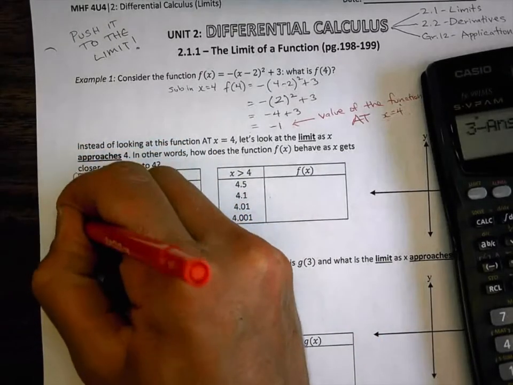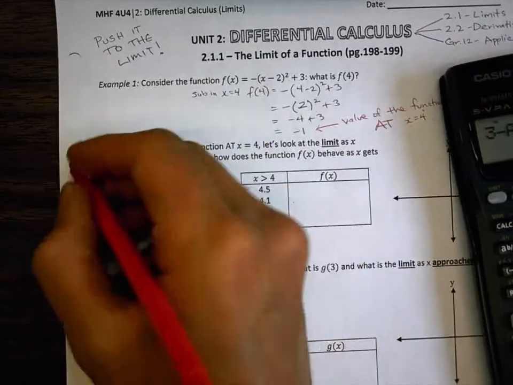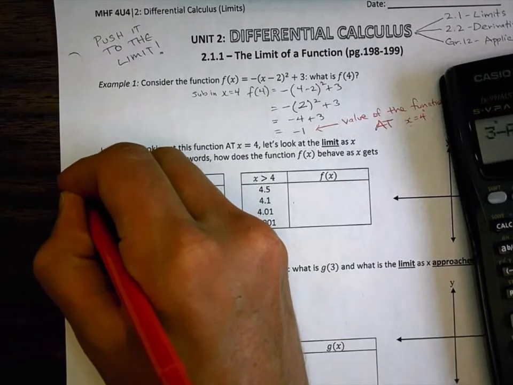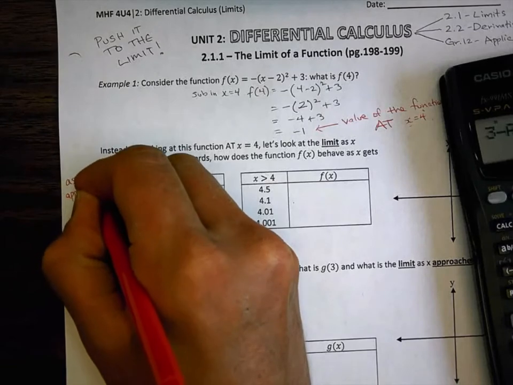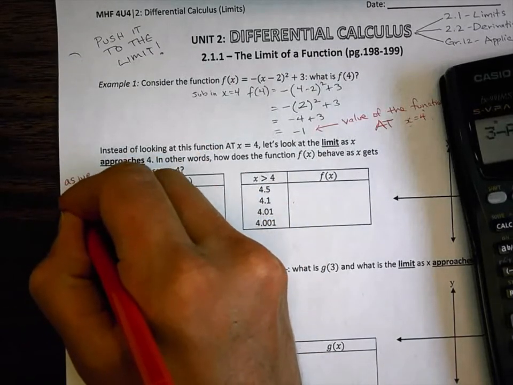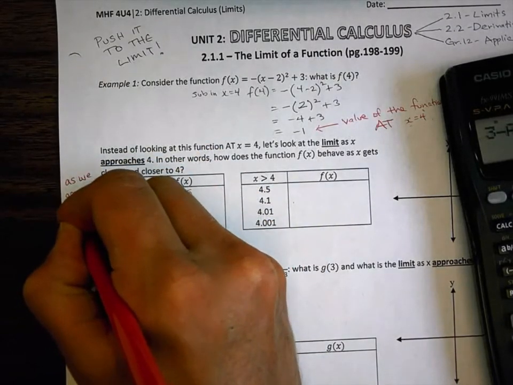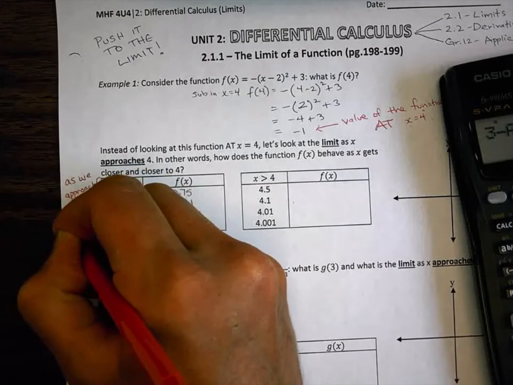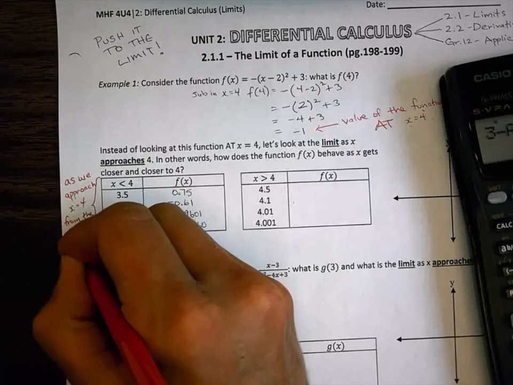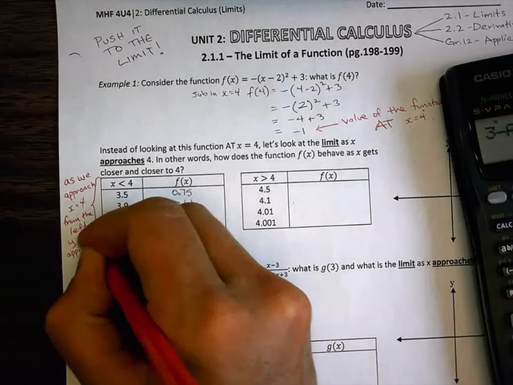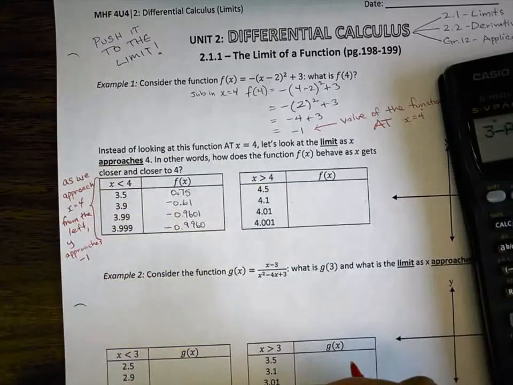So this is the introduction of the limit, and this is the language we want to get used to. As we approach x equals 4 from the left, y, or the value of the function, approaches negative 1.